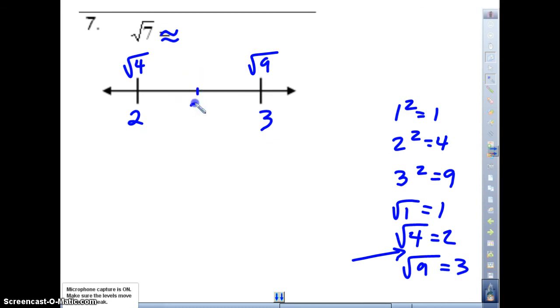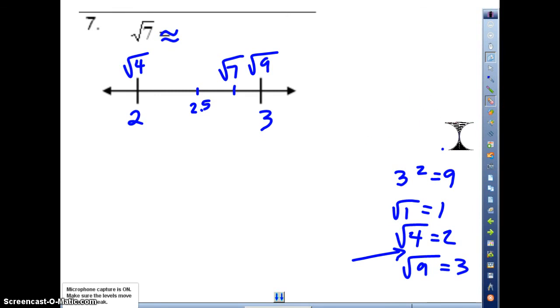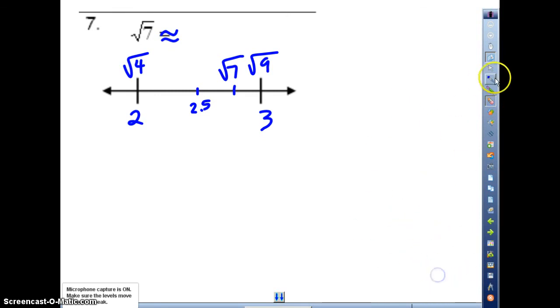Halfway in between 2 and 3 is 2.5. Is the square root of 7 closer to the square root of 4 or the square root of 9? Yeah, it's 3 away from 4, but it's 2 away from 9. Square root of 7 is somewhere in here. So now you can either do that guess and check thing, which I think a lot of kids prefer, you know, give me an estimate.